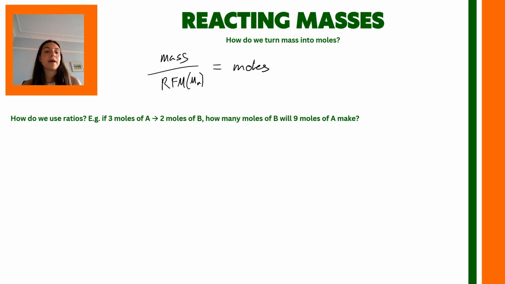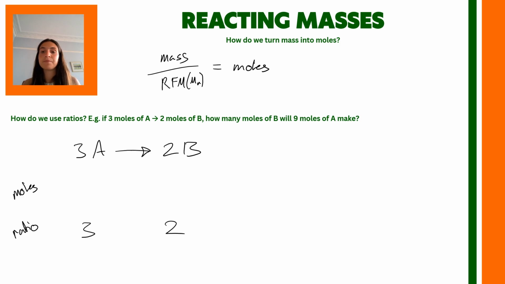So for example here, I have 3 moles of A makes 2 moles of B. How many moles of B will 9 moles of A make? So using my first piece of information, 3 moles of A made 2 moles of B, what I have straight away is the ratio of these two substances. They are in a ratio of 3 to 2.